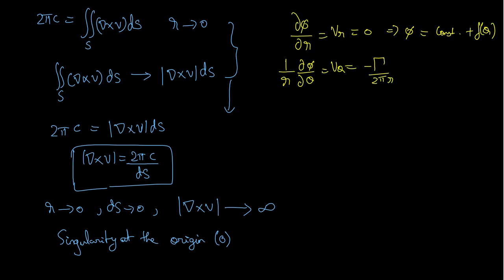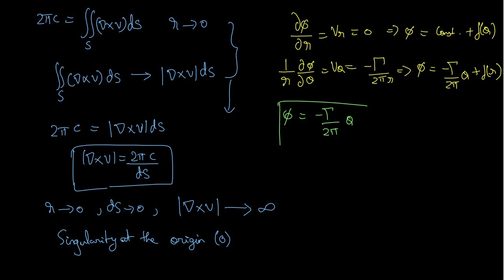Now if we try to integrate this, we'll get φ equals minus Γ over 2π times θ plus f of r. So from these two equations we can write that my φ, the velocity potential for a vortex flow, is given by minus Γ/(2π) times θ. And similarly we can find the stream function also.